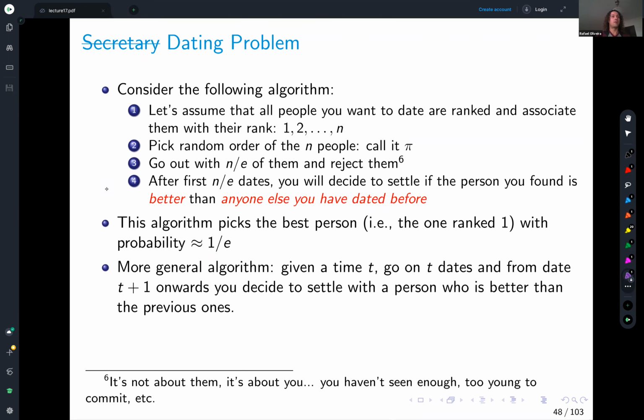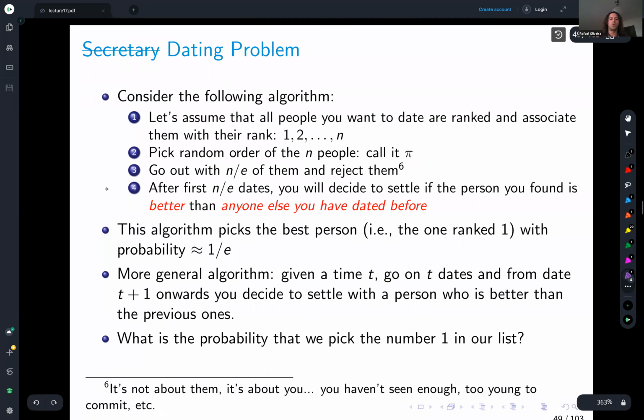Again, there's a more general algorithm, but we're not going to analyze it because this is just a simple example. What you can do is, given a time t, you go on t dates, and from date t plus 1 onwards, you decide to settle with the person who's better than the previous ones, right? The algorithm that I just described is just the algorithm where t is equal to n over e. I already picked this parameter t. Does that make sense? So t is the level of experience that you want to have before you commit.